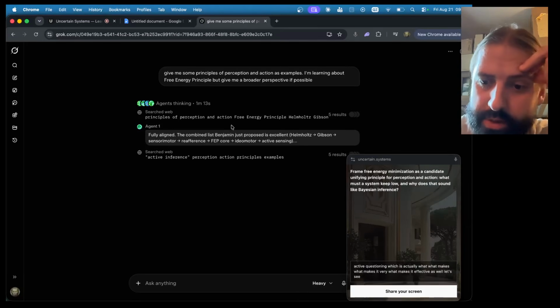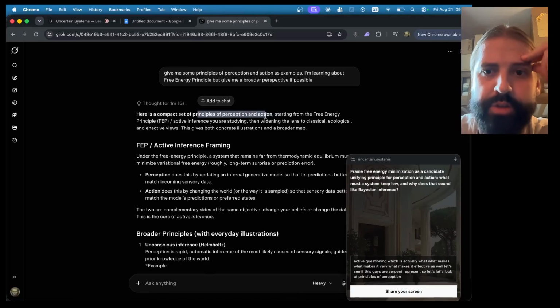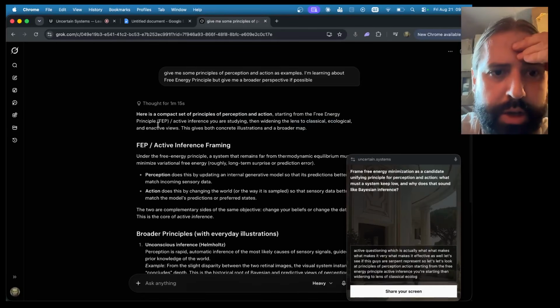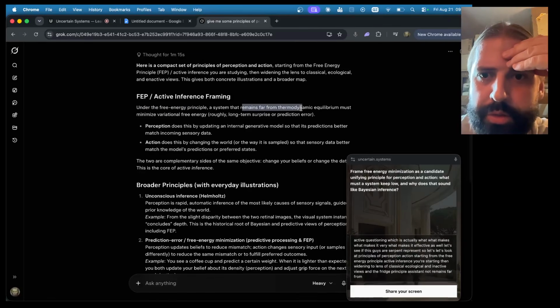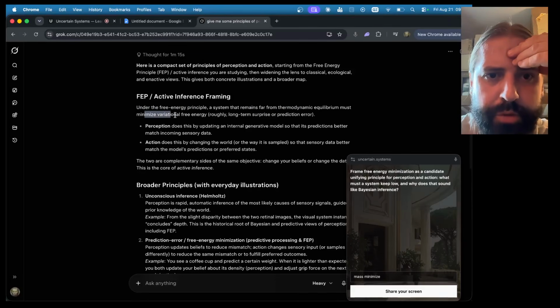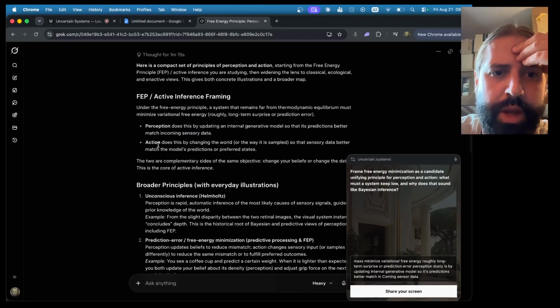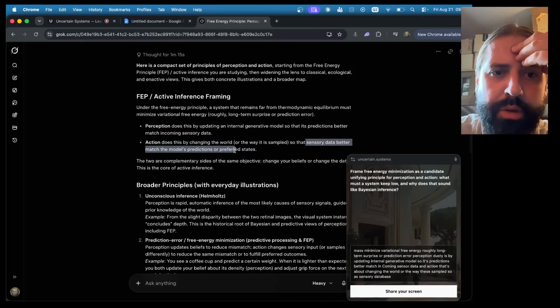Let's see. So let's look at principles of perception and action. Starting from the free energy principle, active inference, then widening to the lens of classical, ecological, and enactive views. Under the free energy principle, a system that remains far from thermodynamic equilibrium must minimize variational free energy, roughly long-term surprise or prediction error. Perception does this by updating an internal generative model so its predictions better match incoming sensory data, and action does so by changing the world or the way it is sampled so that sensory data better match the model. So this is FEP. I knew this, perception and action.